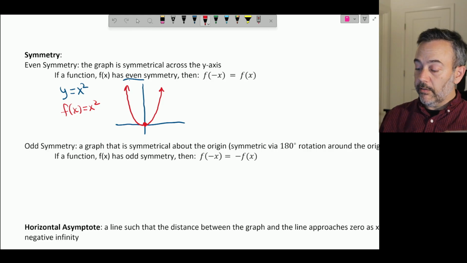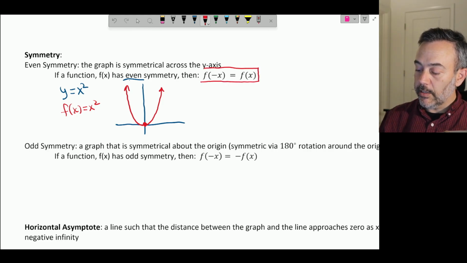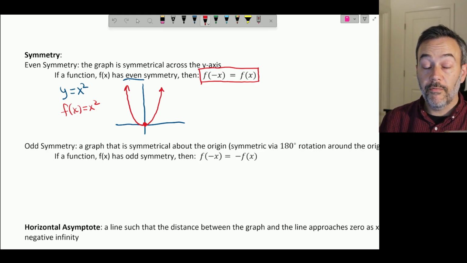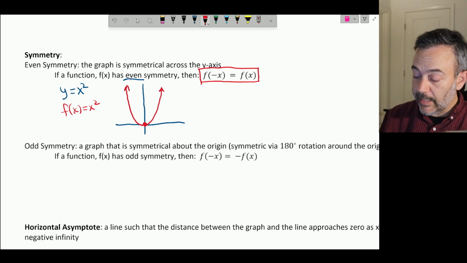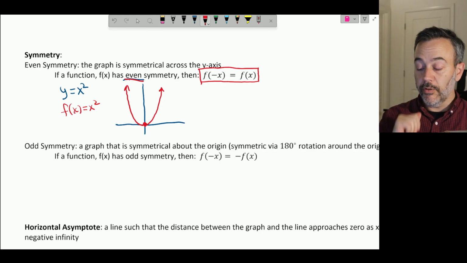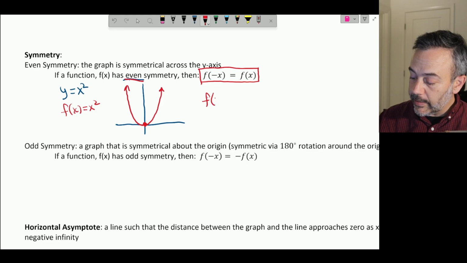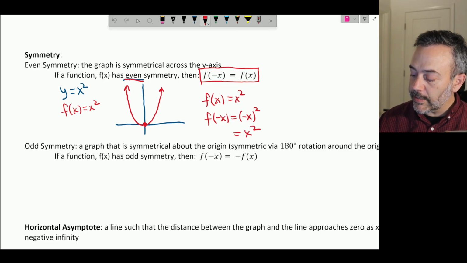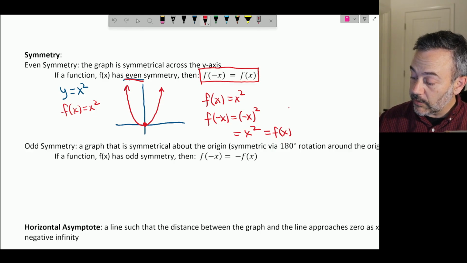Every even function satisfies this condition, and this is our test for a function to be even. And if a function is even, it's symmetrical over the y-axis. Well, if I have f of x equals x squared, what is f of negative x? It's negative x all squared. But if I square a negative, I get the positive. And x squared is the original f of x. So what I have is f of negative x is equal to f of x. So the x squared function is even.